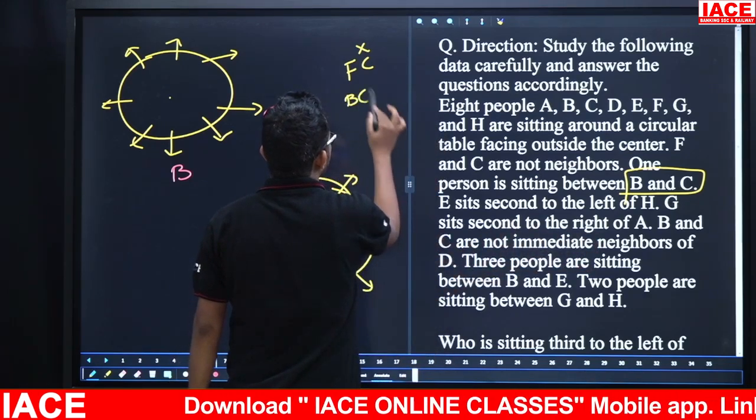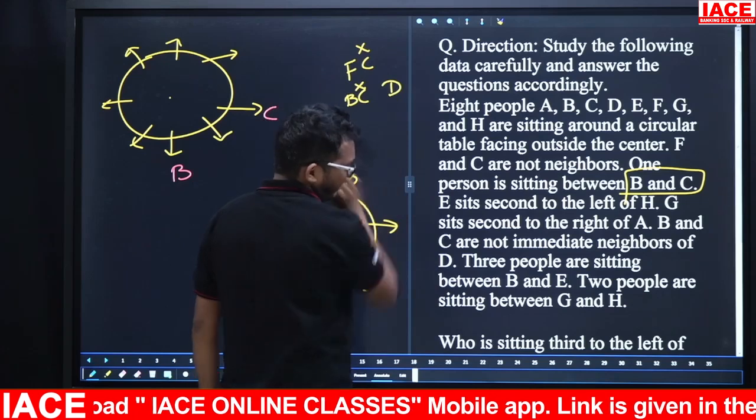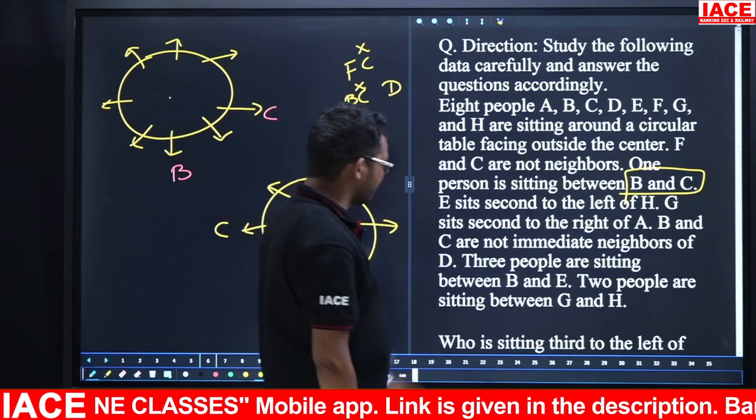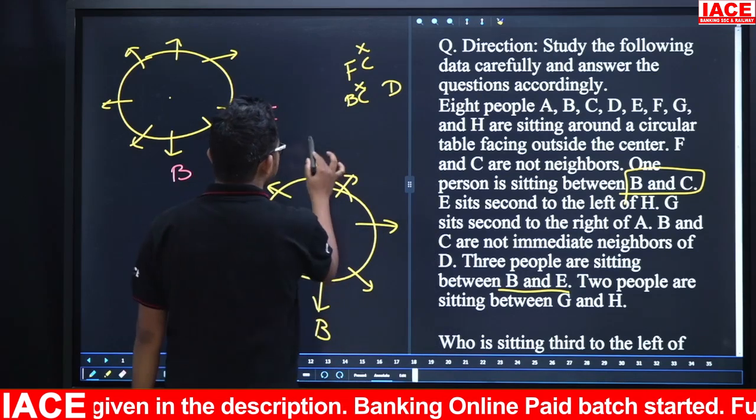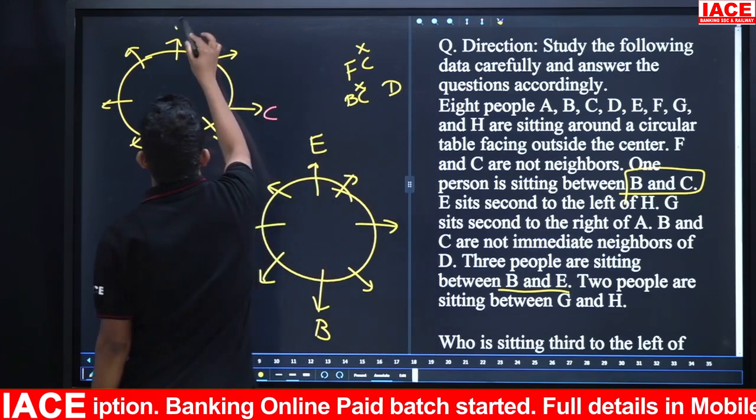B and C are not immediate neighbors of D. So B and C, these two are not neighbors of D. Three people are sitting between B and E. Between B and E we have three people. B, this one is E.